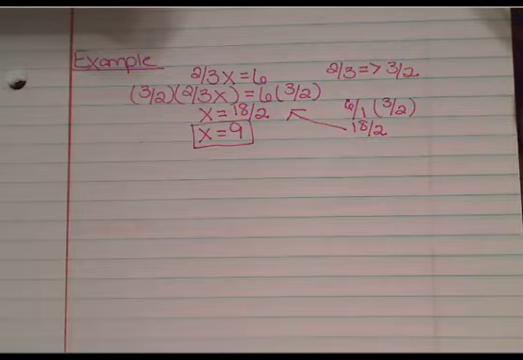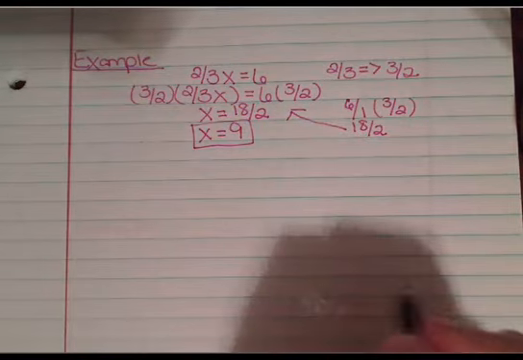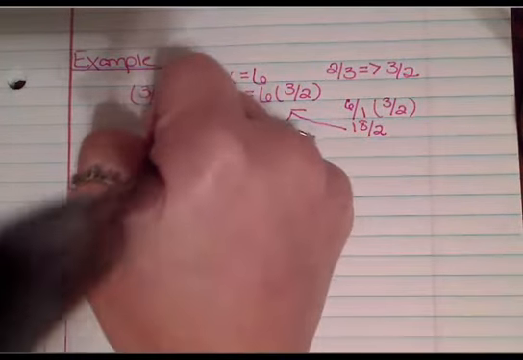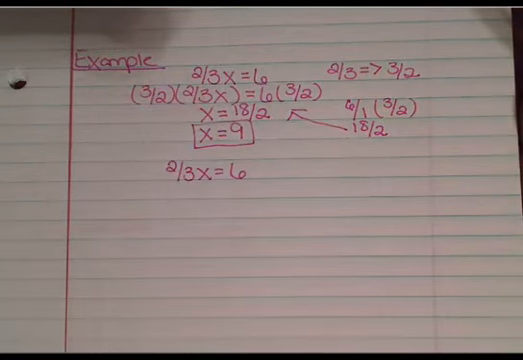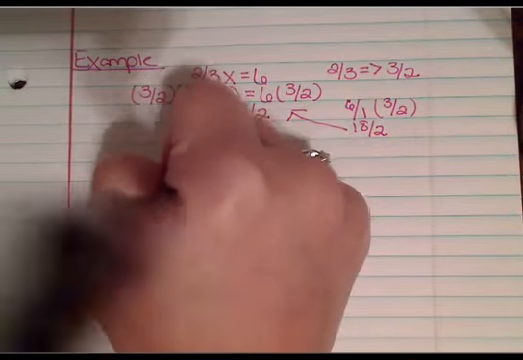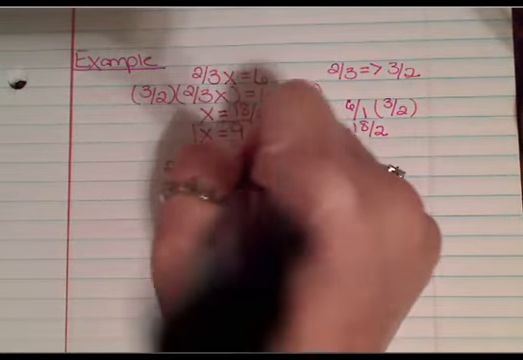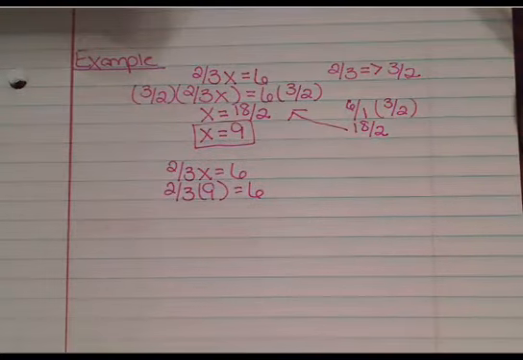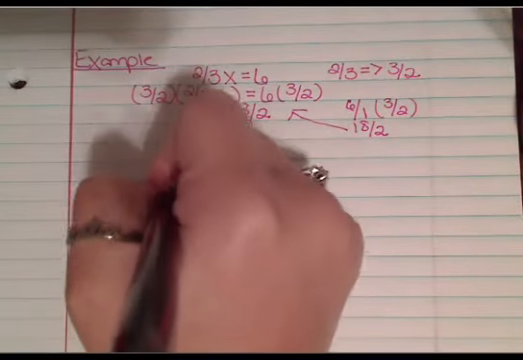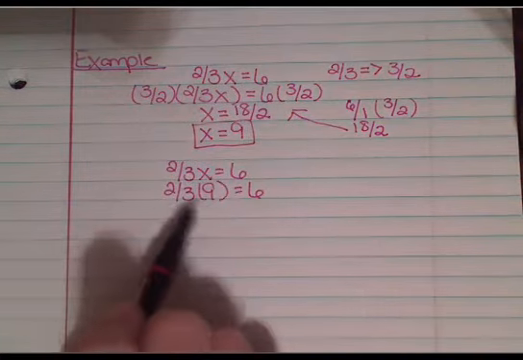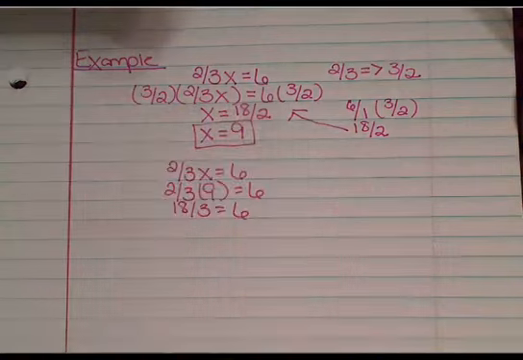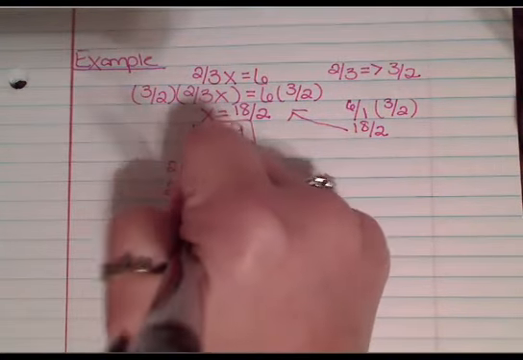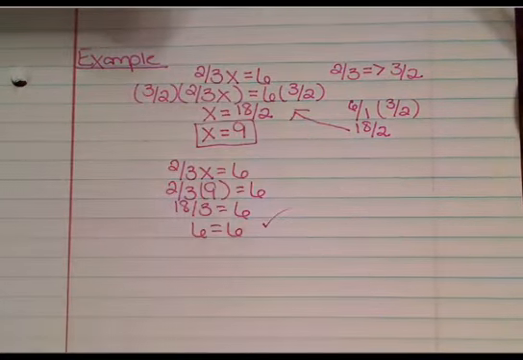So again, I'm going to check my answer to make sure I got it correct. So I'd have 2 over 3x equals 6. And anywhere there's an x, I'm going to put in the 9. So it'd be 2 over 3 times 9 equals 6. So 2 over 3 times 9, that'll be 18 over 3 equals 6. And that'll be 6 equals 6. So we got the correct answer.